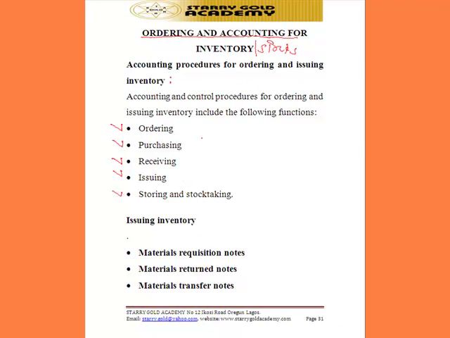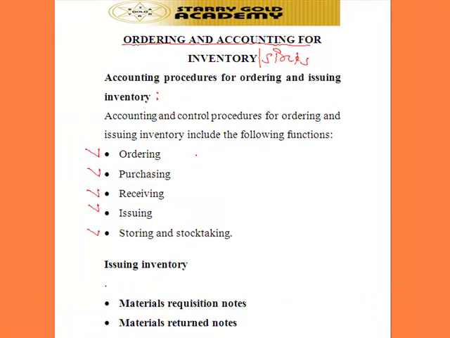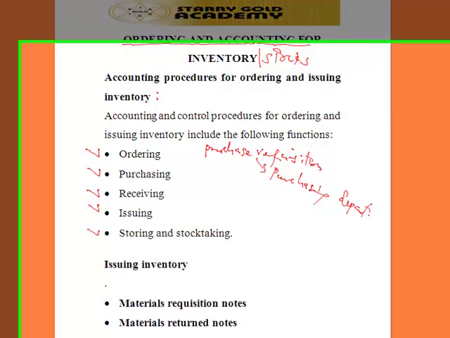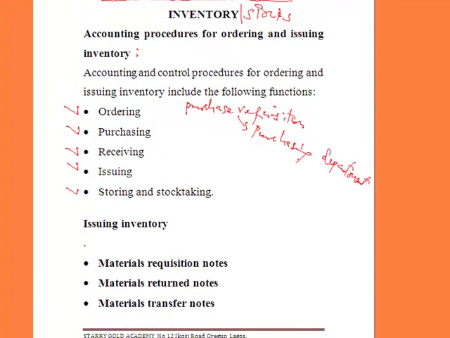Okay, now the procedure is this: when any department needs any inventory for use in the organization, it raises a purchase requisition note and sends it to the purchasing department. The purchasing department looks at the requisition note and sees if it is properly authorized.